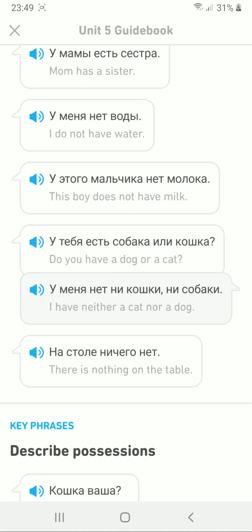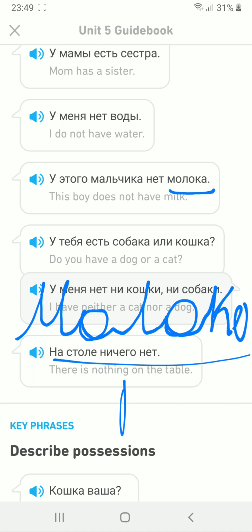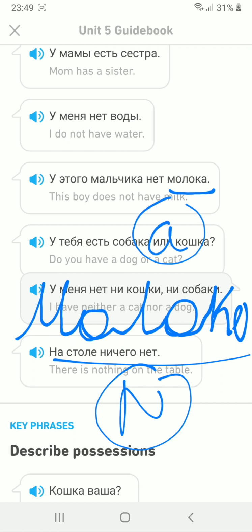We're just reviewing everything. У этого мальчика нет молока. Here, молоко, it is not written like this. This is the nominative form. You have an O at the end. Well, you might ask why I say молока. Because this is pronounced as something between an O and an A. So малако, it's more like an A.